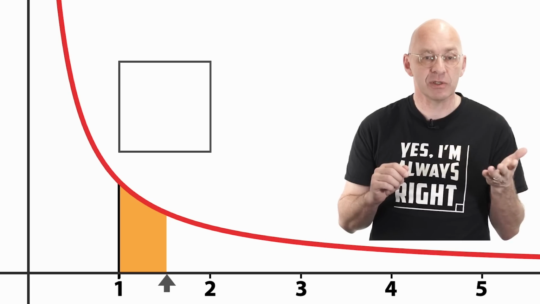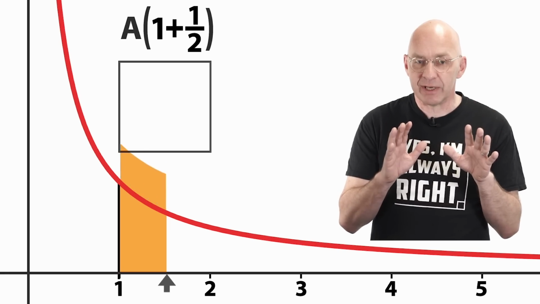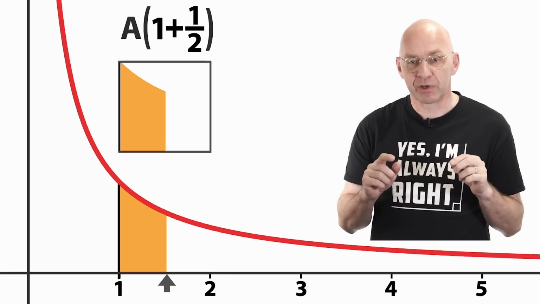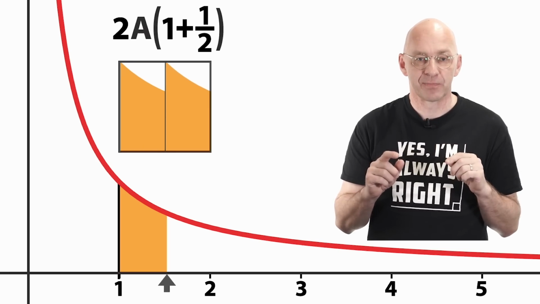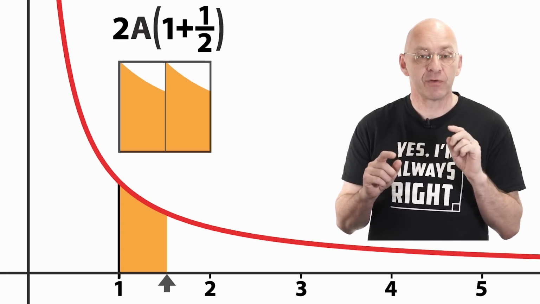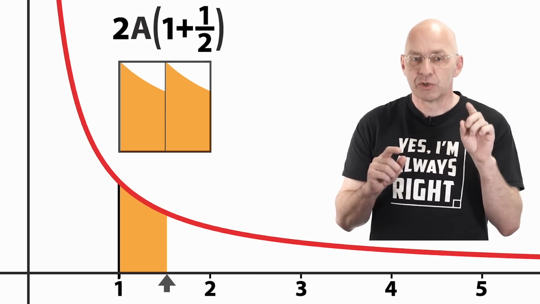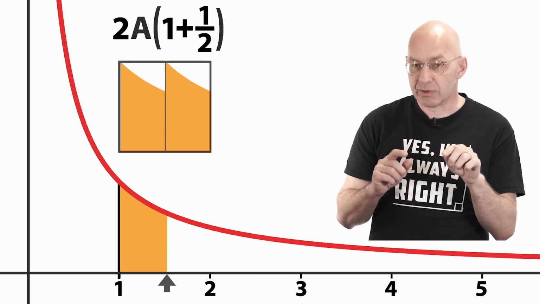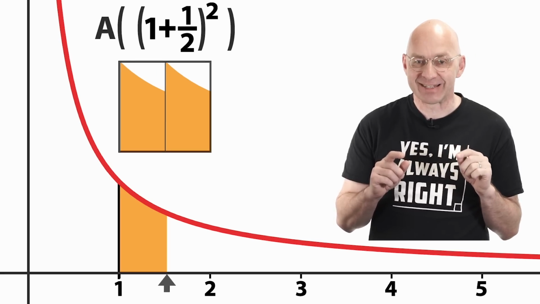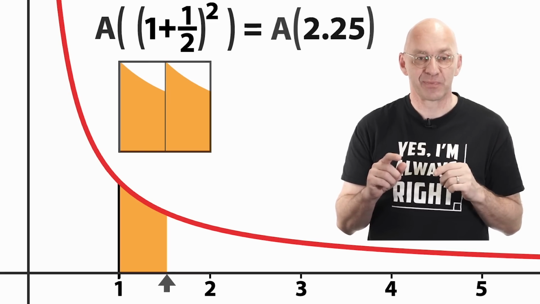There, x is equal to 1 plus 1/2. Shift the orange into the unit square. Here comes the first niftiness. Fit a second copy of the orange into the square like this. There, now the total orange area is 2 times a of 1 plus 1/2. But now remember the power formula. 2 times a of stuff equals a of stuff squared. And what's stuff squared in this case? Well, 1 plus 1/2 squared, that's 2.25.